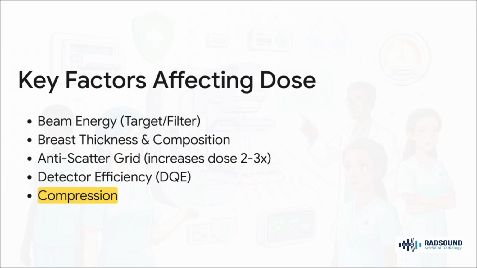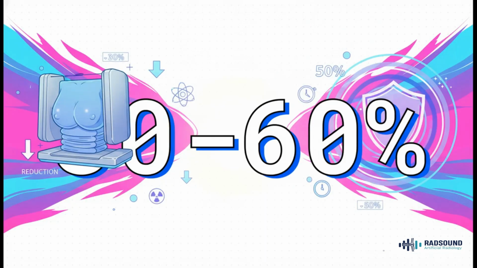You know, a whole bunch of technical things come into play. The energy of the X-ray beam, the use of an anti-scatter grid, which can double or triple the dose, by the way, the efficiency of the digital detector. They all have an impact. But as you can probably guess from the highlight here, there is one factor that stands head and shoulders above all the rest. Yeah, just look at that number, 30 to 60%.